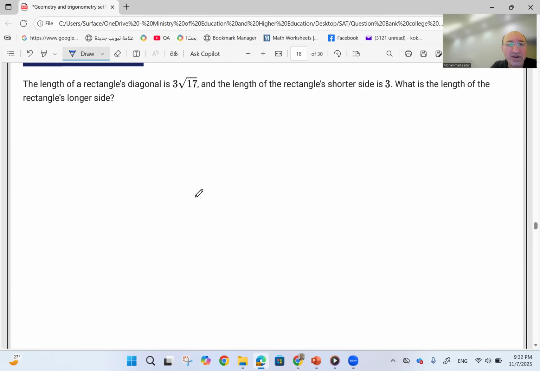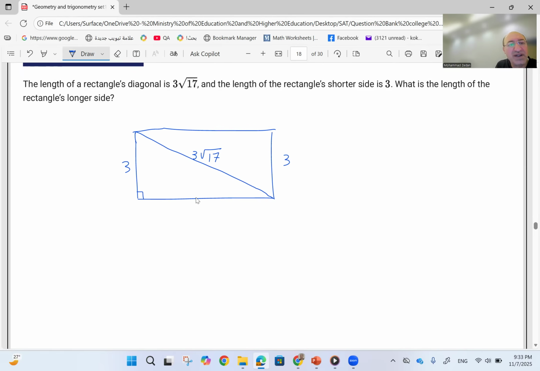Length of rectangle diagonal is 3 root 17. Just draw the rectangle, and consider this the diagonal of the rectangle. Root 17 is about 4.1, something like that. The length of the rectangle's shorter side is 3. What's the length of the rectangle's longer side?